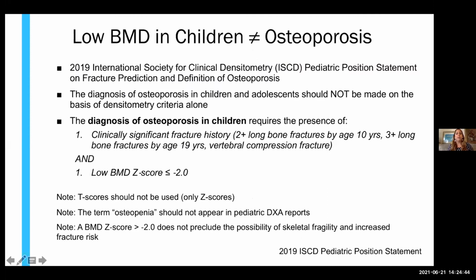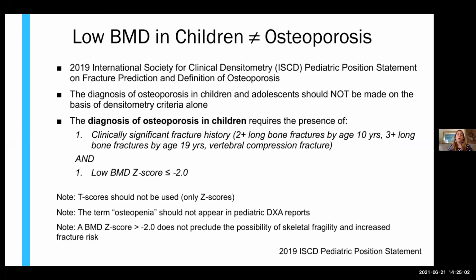In children, it's a little bit different. In 2019, the International Society for Clinical Densitometry issued a pediatric position statement defining osteoporosis in children and adolescents. So in children and adolescents, we don't base it just on the Z-score.